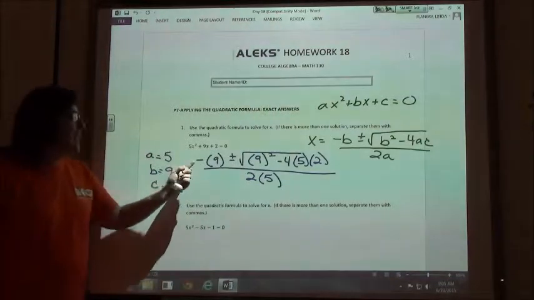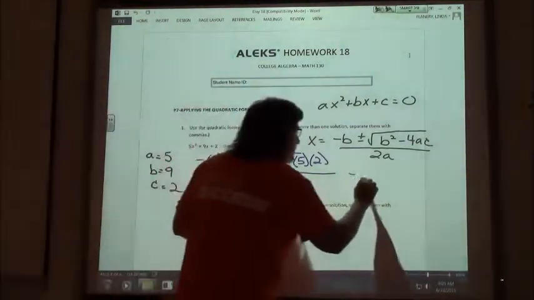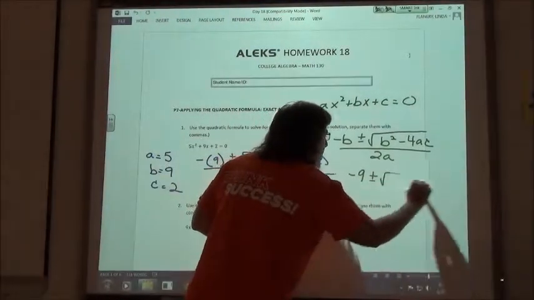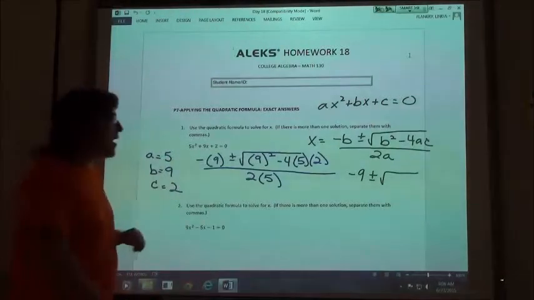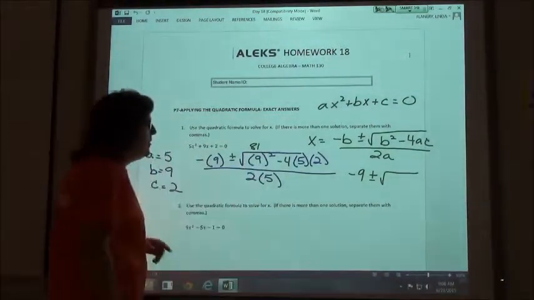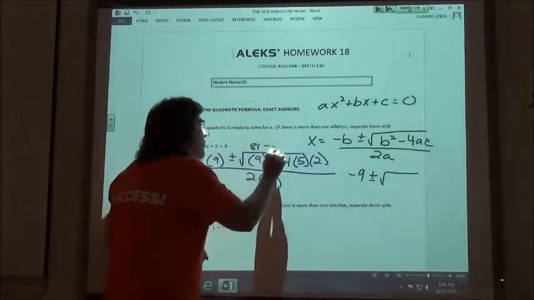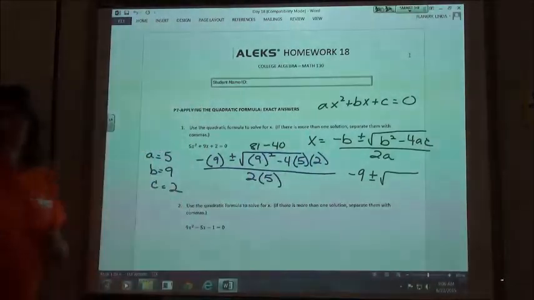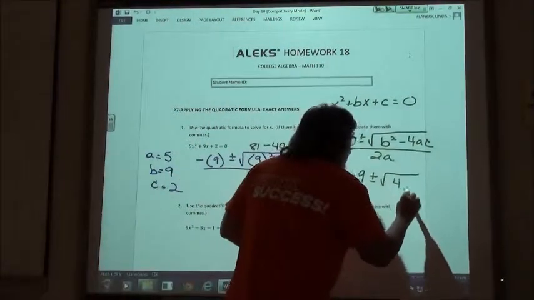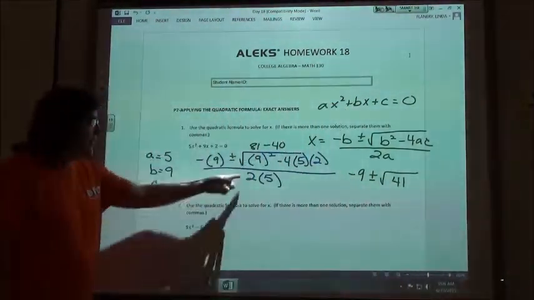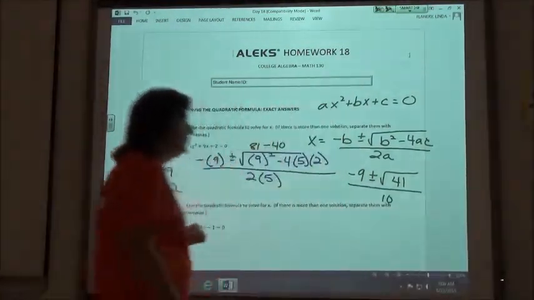So here, if I just have minus my 9, obviously that's going to be negative 9. Plus or minus, I've got to simplify all of this mess. 9 squared, 9 times 9 would be 81. Minus 4 times 5 times 2 looks like negative 40. If I multiplied that right, 81 minus 40 then gives me 41. And then on the bottom we have 2 times 5, which is 10.